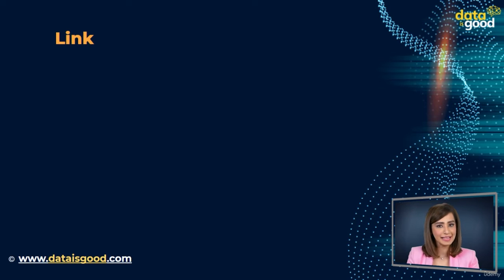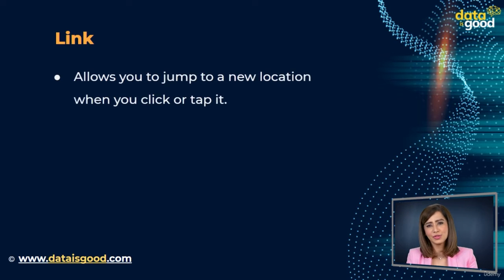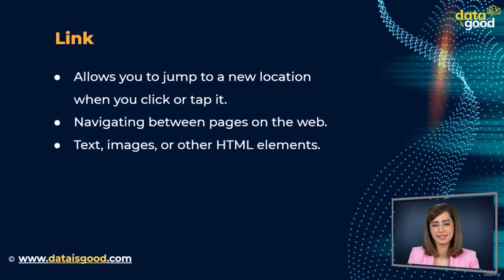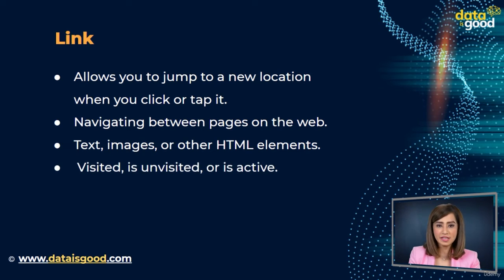A link is an HTML object that allows you to jump to a new location when you click or tap it. Links are found on almost every web page and provide a simple means of navigating between pages on the web. Links can be attached to text, images, or other HTML elements. In HTML, a link is displayed in a different color depending on whether it has been visited, unvisited, or is active.